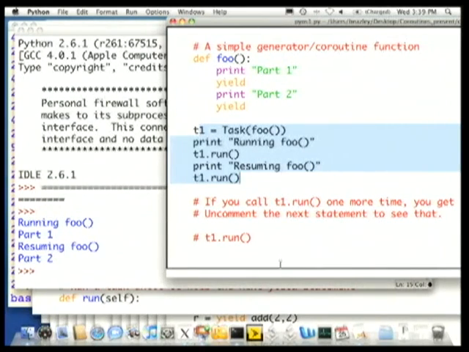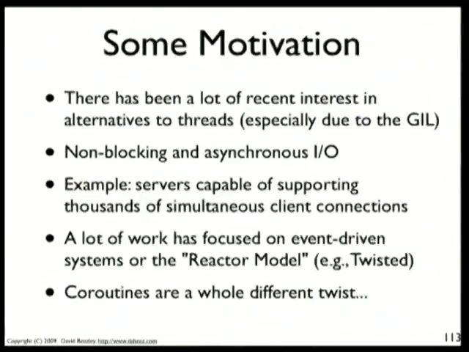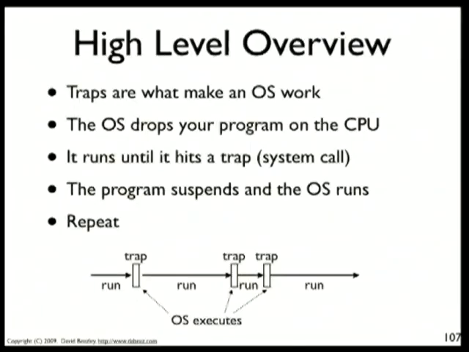But getting back to what's happening here, again, what this is doing is it's basically mimicking this. Essentially, the run runs until you hit the yield, and then when you run again, you go to the next yield, and so forth. So it looks a little bit weird, but that's what we're doing with that task object.